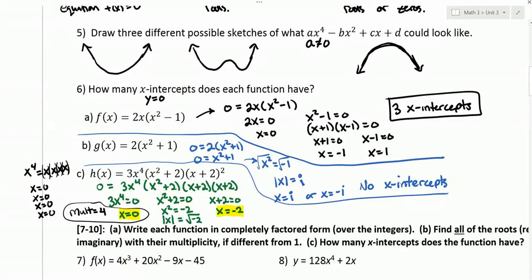So x equals 0 has a multiplicity of 4. x equals -2 also came from 2 different factors. So this gives us a multiplicity of 2. So how many x-intercepts are there? Well, if you are including multiplicity, you'd say 6. But if you're talking about different x-intercepts, there's only 2 distinct x-intercepts. So we'll say that: 2 distinct or different x-intercepts.